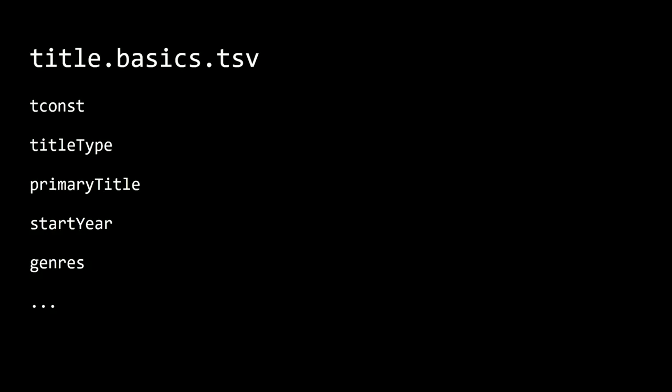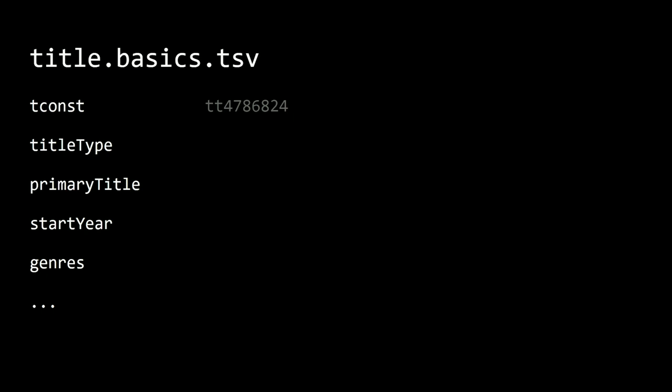So tconst, I didn't recognize that. It's an IMDb specific term, it seems. But it means some kind of title constant. It's a unique identifier for every movie in the database. So for instance, one of the movies in that TSV file, which I'll open up in a moment, has the unique value TT4786824. Why? Just because.